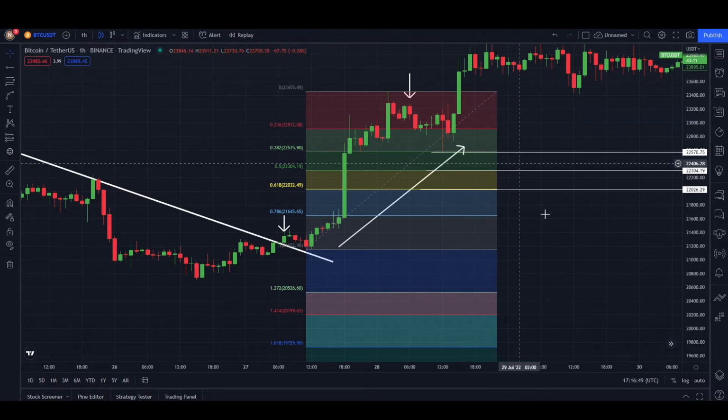Guys, that was literally everything you had to know about how to use Fibonacci retracement like a professional in order to buy an asset.